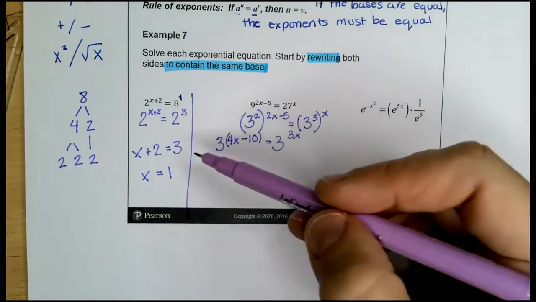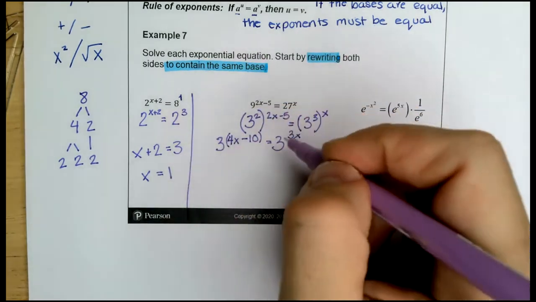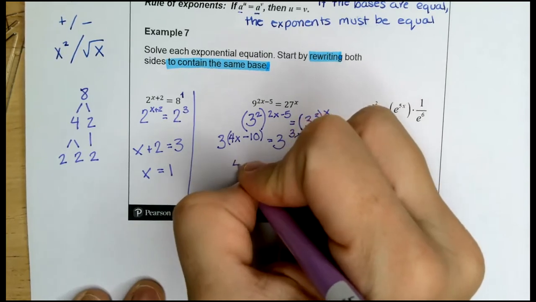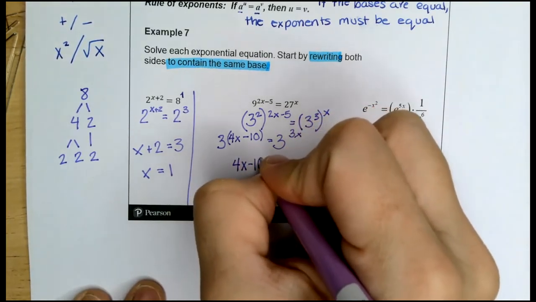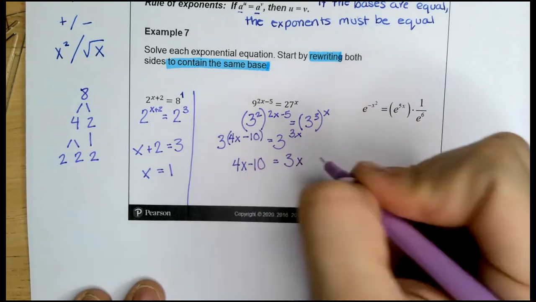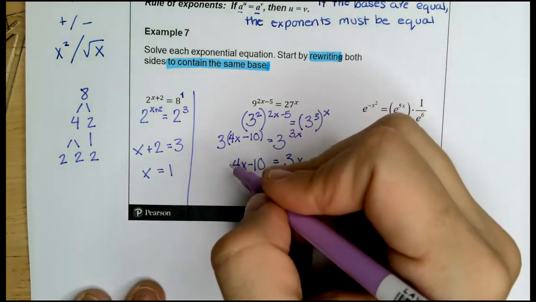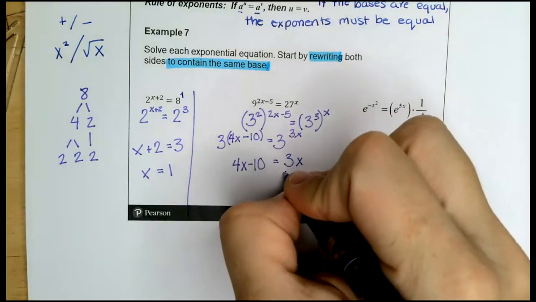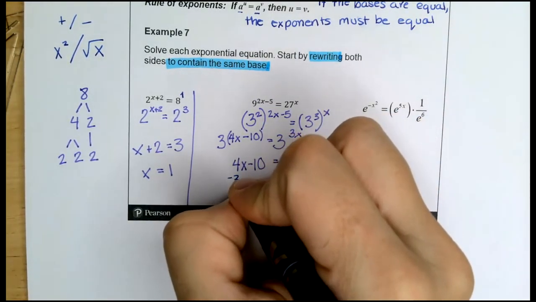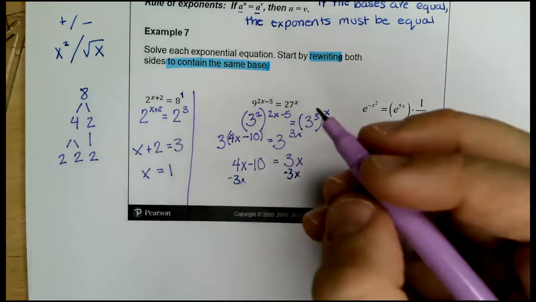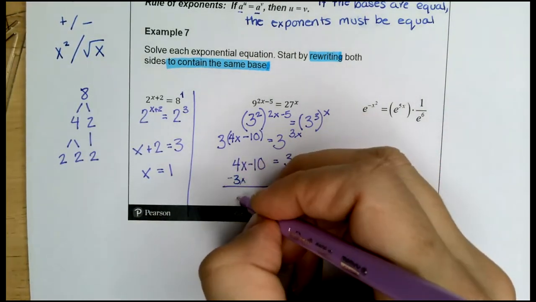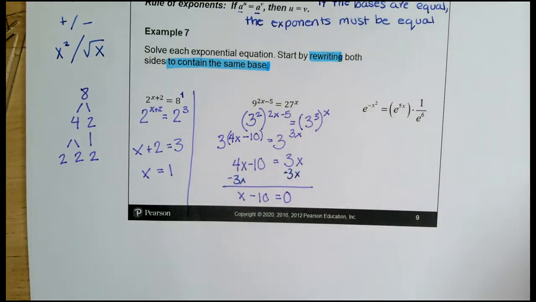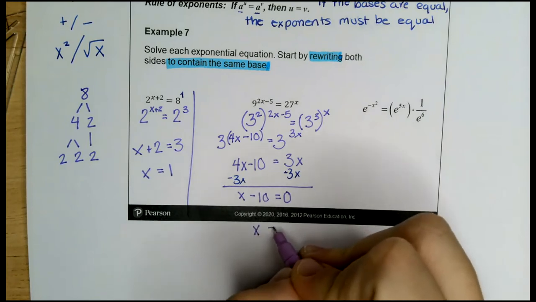So now we have the same base, and we can get rid of the base and just set those two exponents equal to each other. 4x minus 10 is 3x. Good. I'm going to put all my x's on one side, so I'll subtract 3x. 4x minus 3x is just x, minus 10 equals 0 over here. I'm going to move that 10 over and say x is 10.